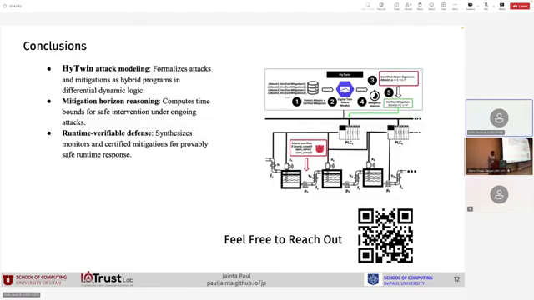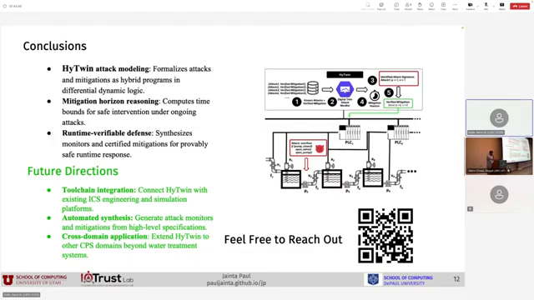So, conclusion: we have introduced HyTWIN attack modeling, that is, we formalized attacks and mitigations as hybrid programs in differential dynamic logic. We compute time bounds for safe intervention under ongoing attacks. And we introduced synthesized monitors and certified mitigations for provably safe runtime response.